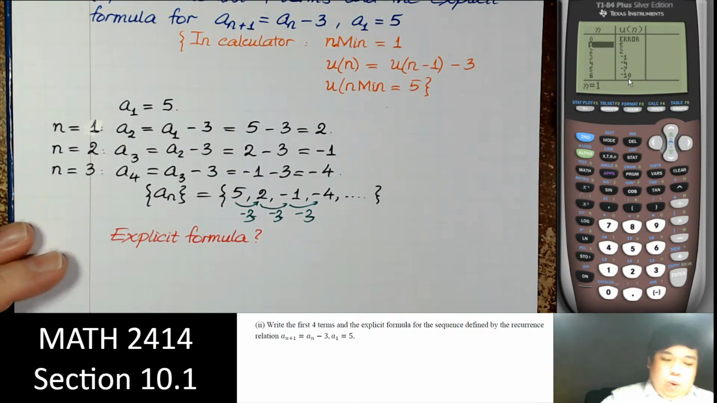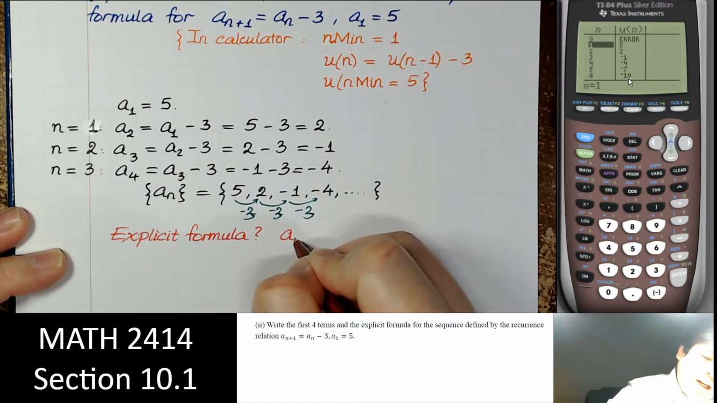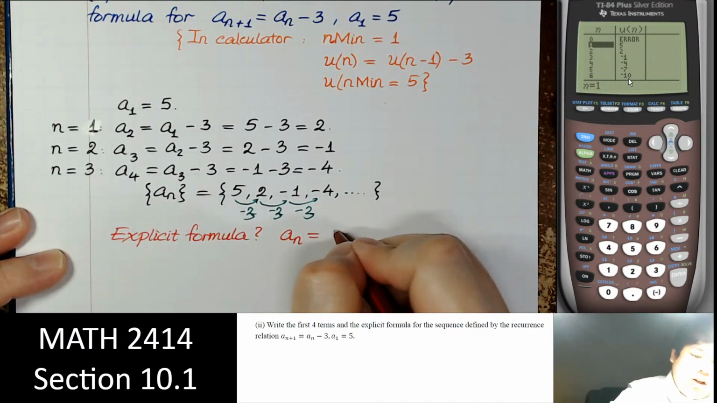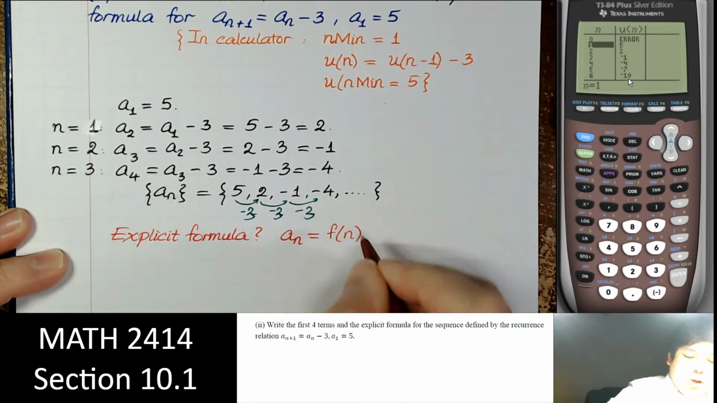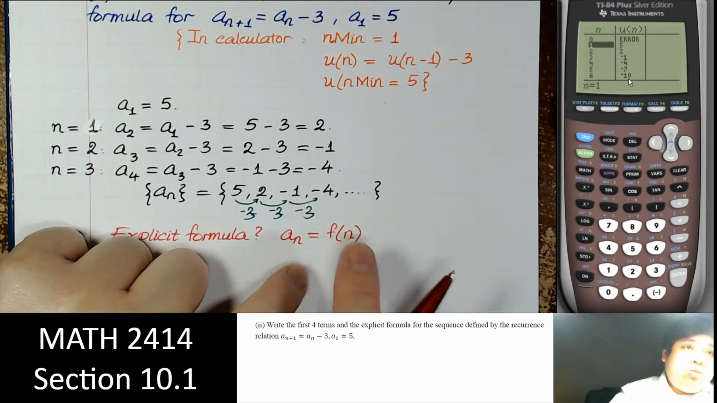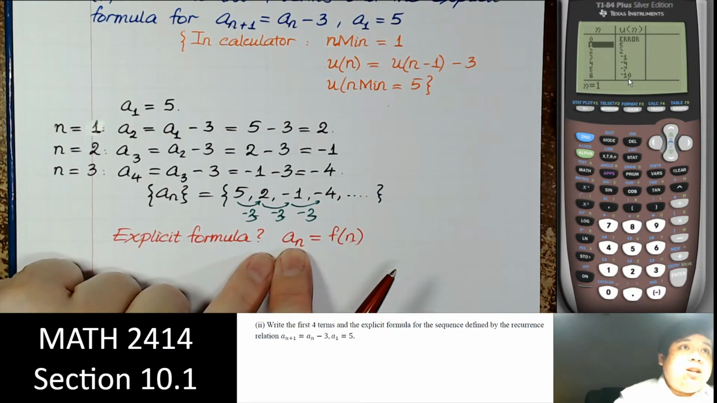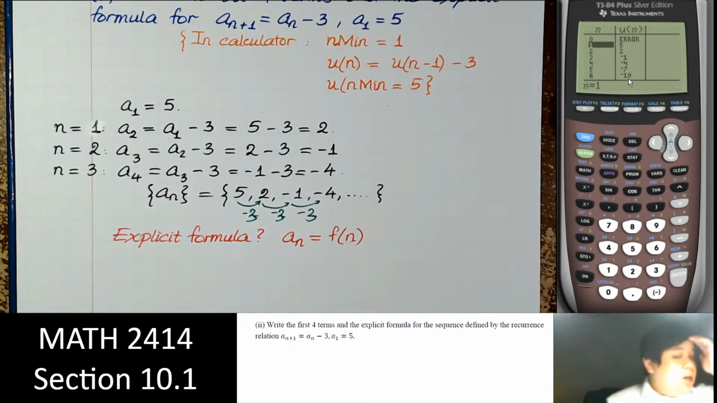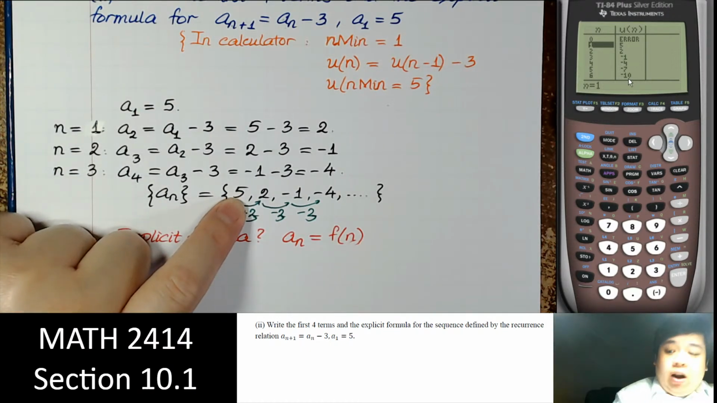Right. Which means we have to write this as a function of n. So there's no a_(n-1) or anything like this, the nth term is given by a function of n. So the way we look at this is we start with 5.